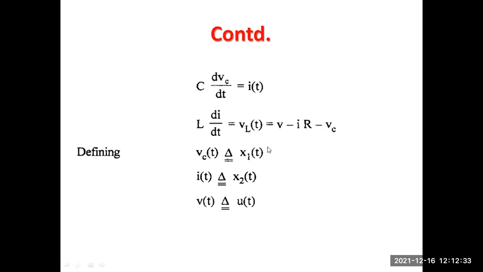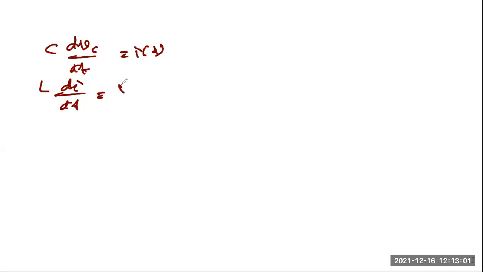Let us say I will derive this on the board also. Just a minute. We know that for the capacitor, C dVc by dt equals i(t). And we know that L di by dt equals the voltage, that is v(t) minus Ri minus Vc. This is the way we are going to define it.